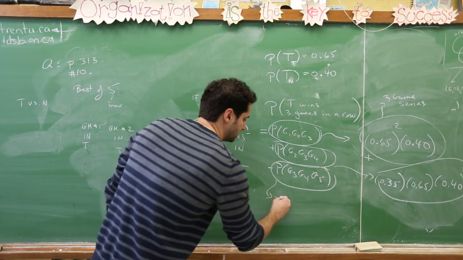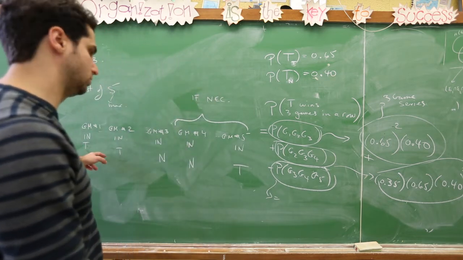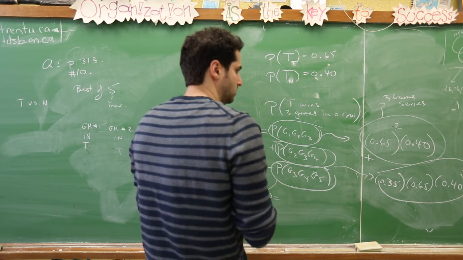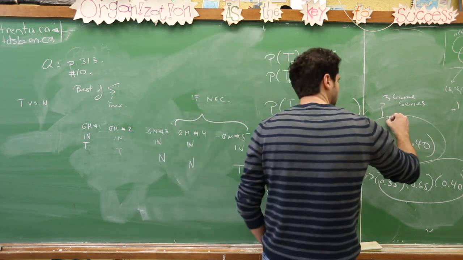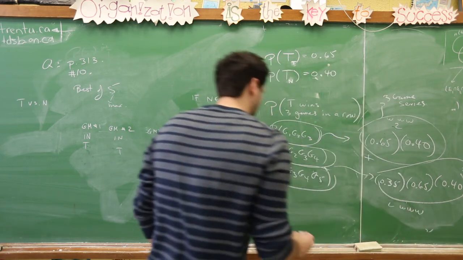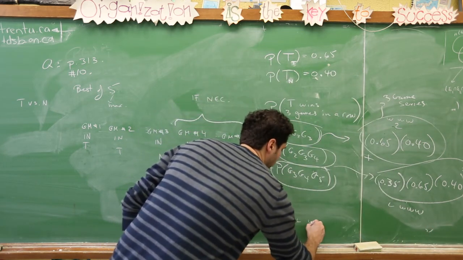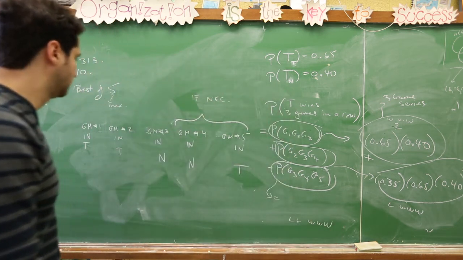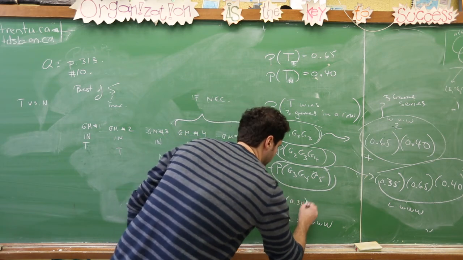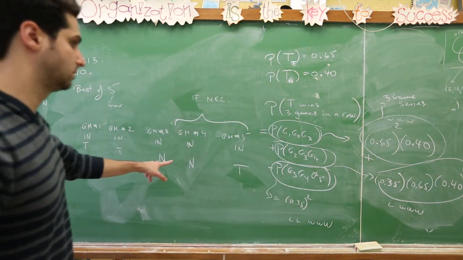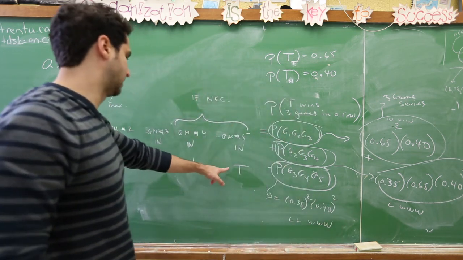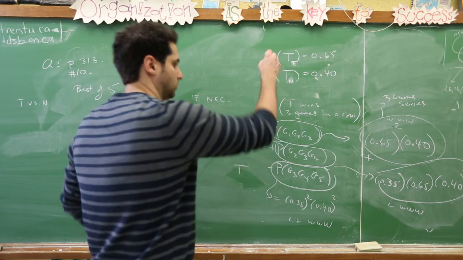35, 35. Toronto's got to lose and lose. 35, and then 40, 40, 65. So this is a win, and this one was a lose. It's got to go lose, lose, win, win, win. So it's 35, 35, which is 35 squared. Those are the 2 losses at home. And then 40 squared, and then 65. And then lastly, Toronto wins again at home, right? Which is 65.